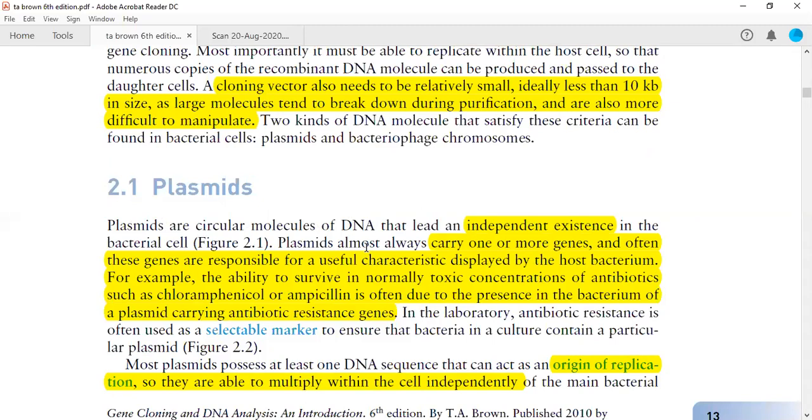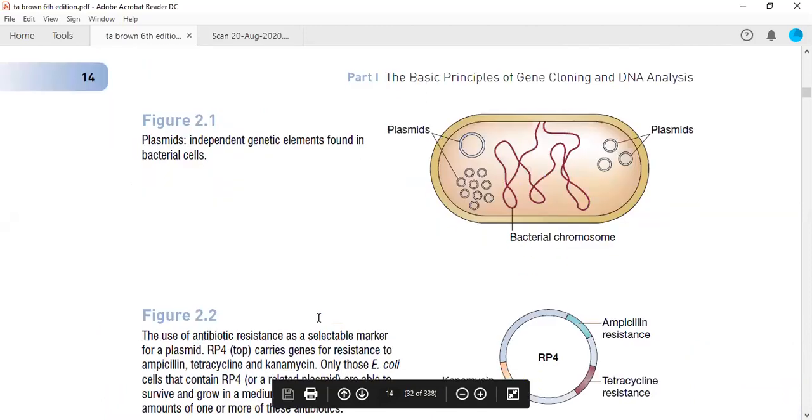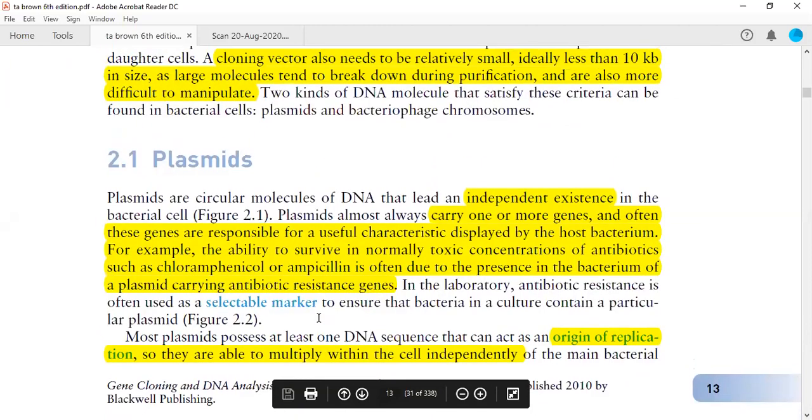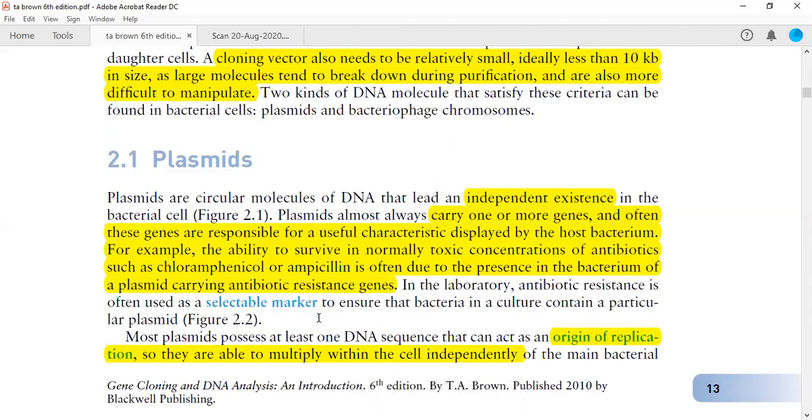Plasmids almost always carry one or more genes, and often these genes are responsible for useful characteristics displayed by the host bacterium. They provide some kind of benefit to the bacterial cell, so the bacterium harbors them inside the cytoplasm. For example, they give the ability to survive in normally toxic concentrations of antibiotics like ampicillin, tetracycline, kanamycin, chloramphenicol, and so on. Bacteria carrying plasmids with antibiotic resistance genes make proteins that ultimately degrade these antibiotics. So overall, these plasmids help the bacteria survive in toxic concentrations of some antibiotics.